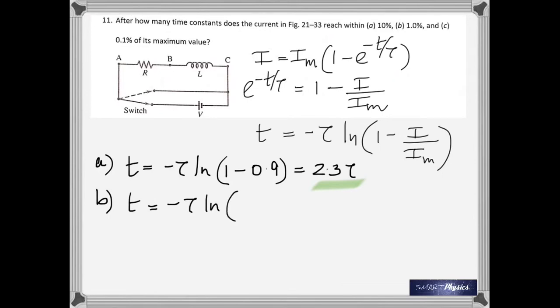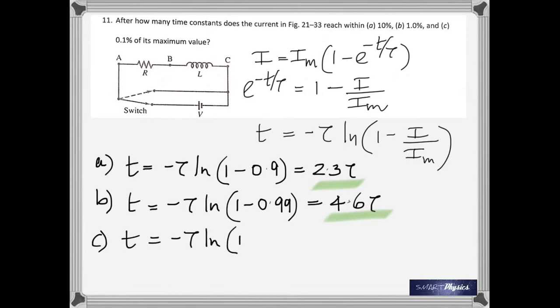So the first answer is 2.3 times the time constant. Second one has grown to 99%, so takes more time, 4.6 tau. And the third one is 99.9, so 6.9 tau.